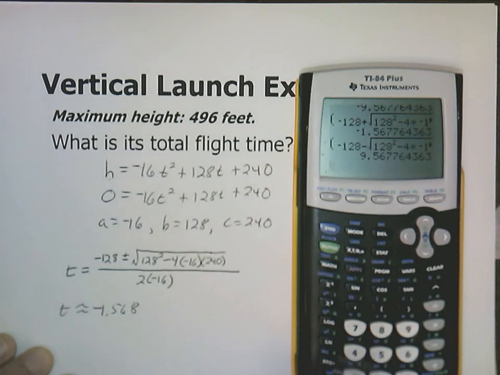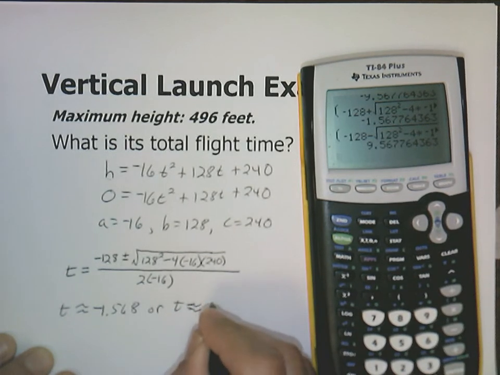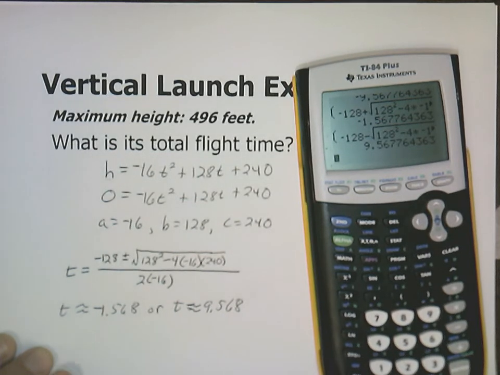Now hit enter. And so t is approximately equal to 9.568 seconds. And that's a much more reasonable answer because, well, yeah, time should be positive. And that's about it for projectile motion. Hope you enjoyed it.